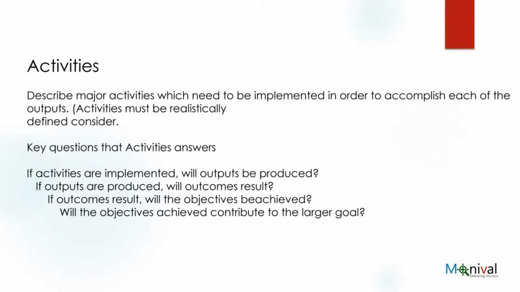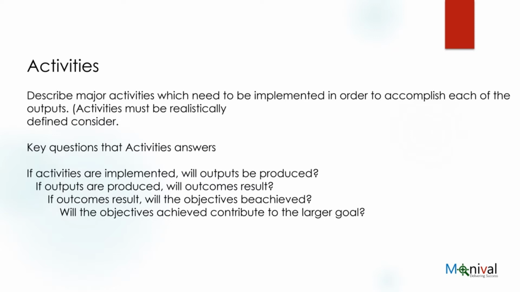if outputs are produced, will outcomes result. So it also looks at whether these outcomes will come through the outputs, and if outcomes result, will the objective be achieved? Now this is the key, because this is the goal of these activities, of this entire log frame. Will the objective be achieved? And if objectives are achieved, will it contribute to larger goals? So after getting your objective, will it result in larger goals, like what you wanted to achieve next time or whatever.